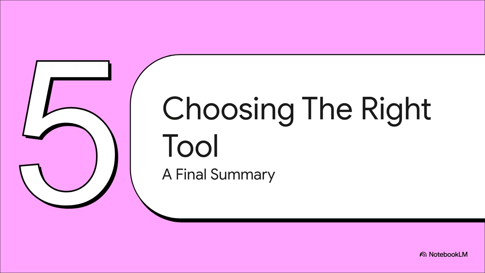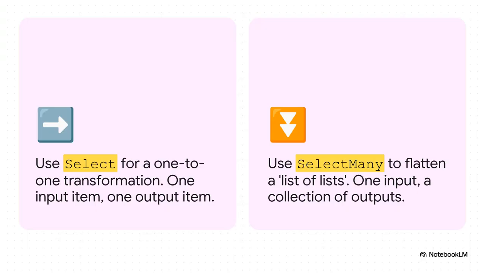Okay, so let's bring it all home. How do you decide which one of these to use when you're writing your own code? Honestly, it boils down to a really simple question. Ask yourself, am I doing a one-to-one mapping? For every item coming in, do I want exactly one item coming out? If the answer is yes, Select is your tool. But the second your transformation creates a list of things for each item and you want to combine all those lists into one, that is your signal. That is when you reach for SelectMany.